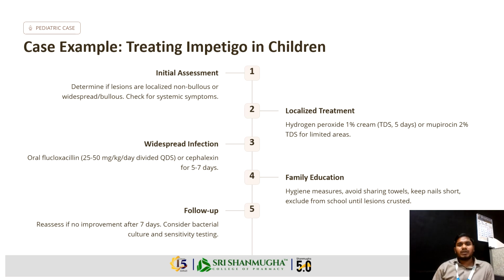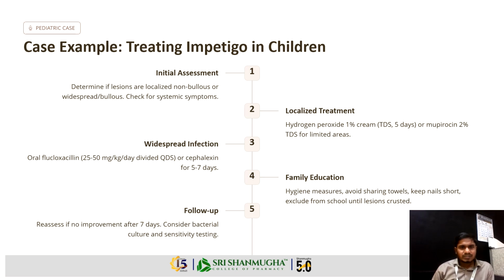Case example, treating impetigo in children: initial assessment, localized treatment, widespread infection, and family education and follow-up. Initial assessment means determine if lesions are localized non-bullous or widespread bullous, and check for systemic symptoms. Localized treatment: hydrogen peroxide 1% cream TDS for 5 days, or mupirocin 2% TDS for limited areas. TDS means three times a day.